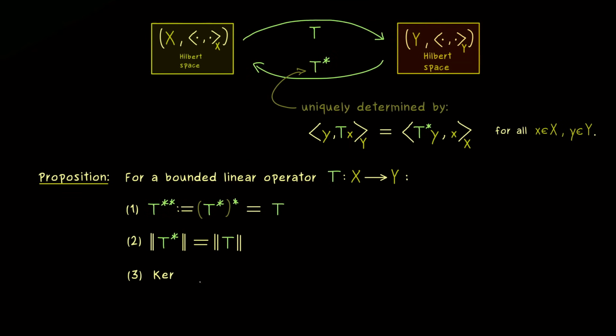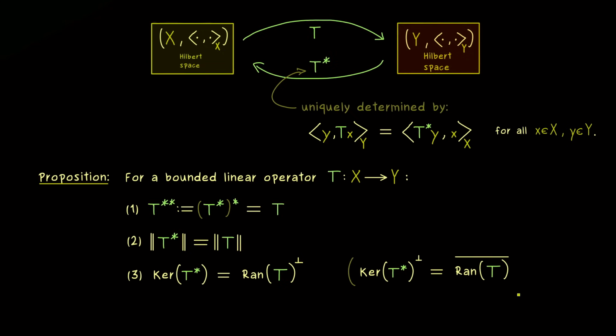And in fact, this also implies a relation between the kernel of T star and the range of T. Namely, if you take the orthogonal complement of the range of T, you get the kernel of T star. And please note, this also implies that you can take the orthogonal complement on both sides. And this means that the orthogonal complement of the kernel of T star is the closure of the range of T.